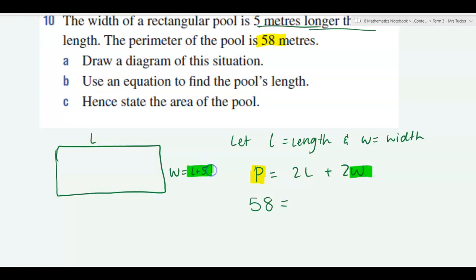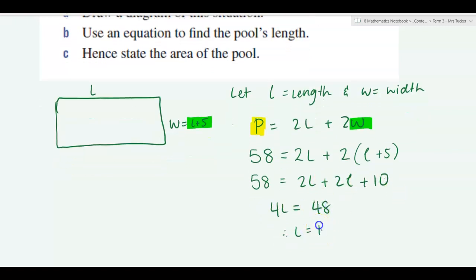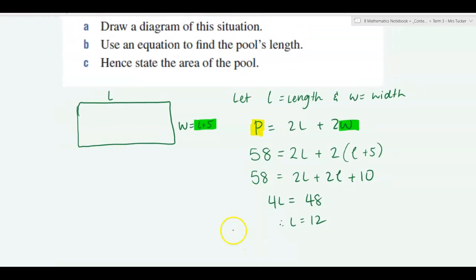Amazing. So instead of using W, I'm going to replace that with L plus 5, and then this is where those brackets are really important, Jess, on your point before. I'm going to say 2 times all of L plus 5. And now we have an equation with one variable, L, and so now I can try and solve that. So I've got 4L equals 48, therefore L equals 12. And when L equals 12, W equals 12 plus 5, which is 17.